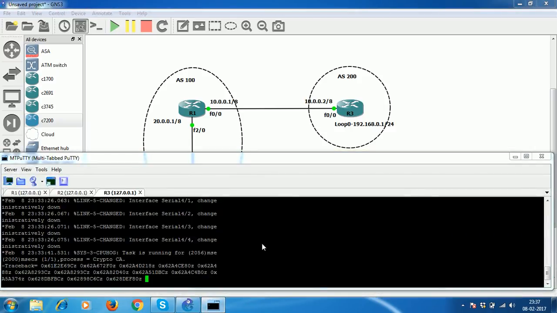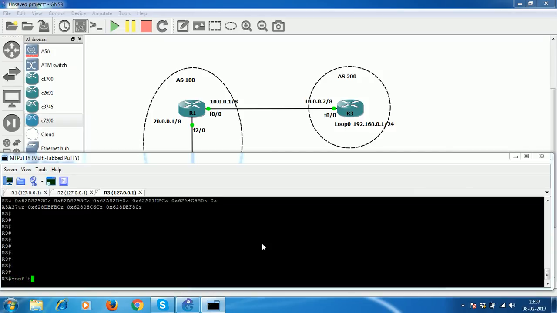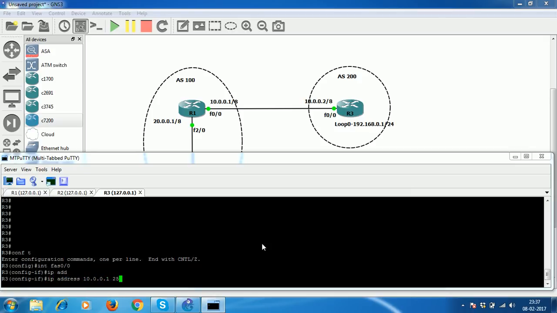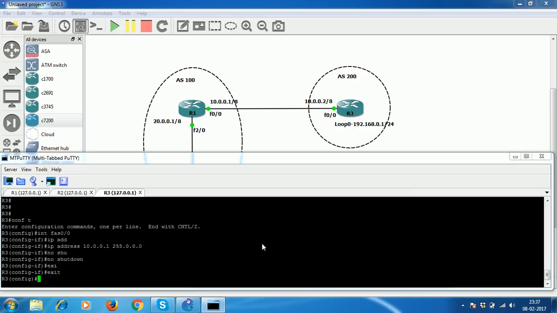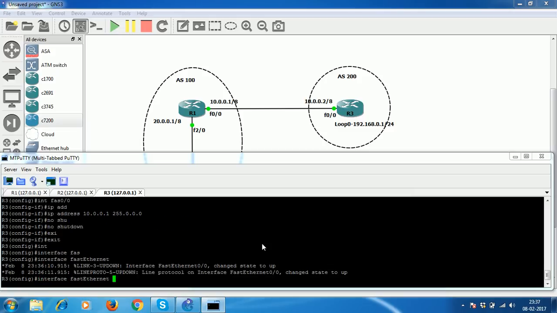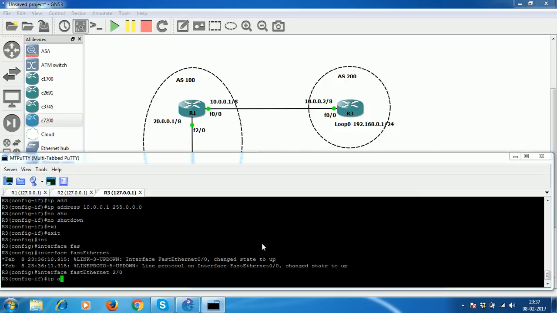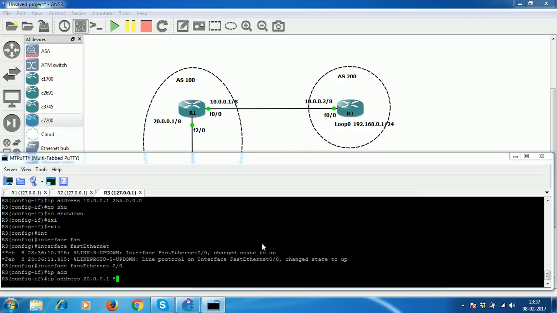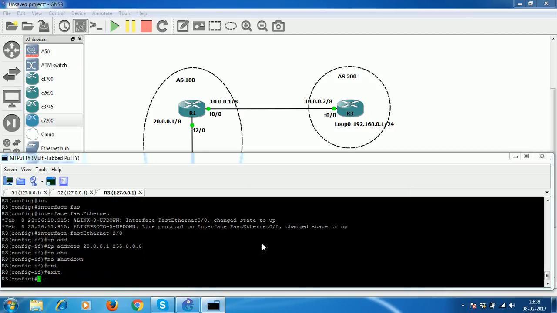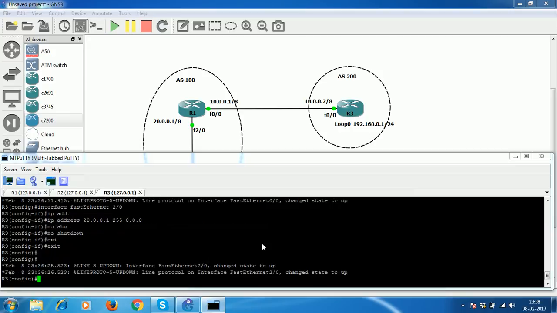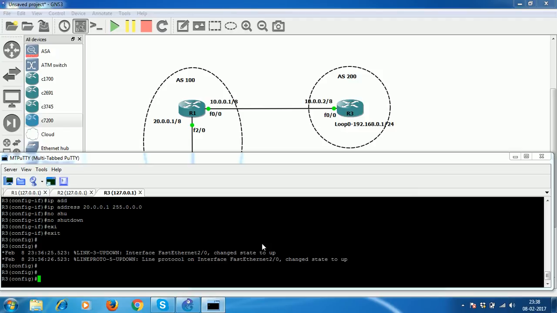Okay, I'm going to start configuring with router 1. In router 1 I have two interfaces. Interface FastEthernet 0/0, IP address 10.0.0.1, and here I'm using /8. Then interface FastEthernet 2/0, IP address 20.0.0.1, no shutdown. I'm very sorry, I have done this configuration on router 3.